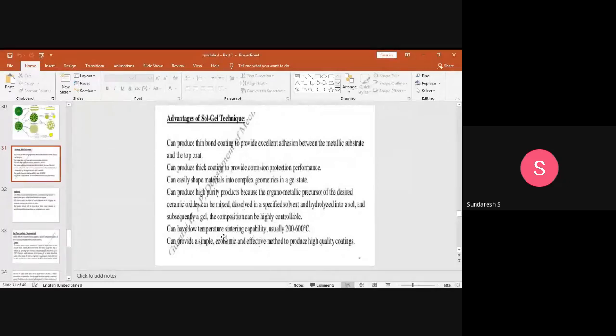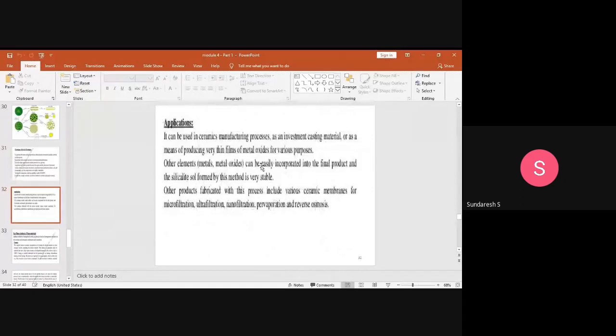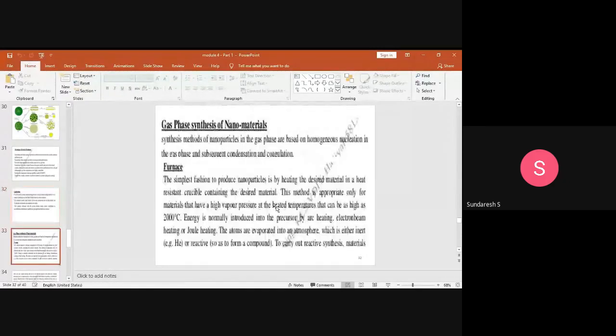When it comes to the applications, it can be used in ceramic manufacturing processes as an investment casting material, or as a means of producing very thin films of metal oxides. Other elements can be easily incorporated into the final product. Other products fabricated with this process include various ceramic membranes for microfiltration, ultrafiltration, nanofiltration, pervaporation and reverse osmosis. So these are the applications of the sol-gel method.